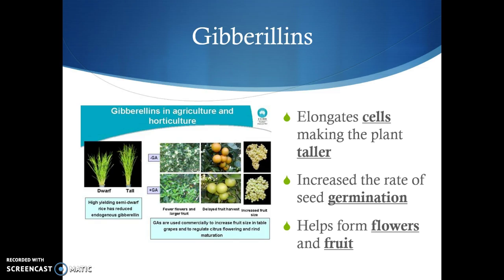The gibberellin hormone is also used to help a seed germinate. And to germinate is when a seed is first activated and it's turning from a seed into a plant. So it's going to speed up the rate of germination when gibberellin is present. It's also going to help flowers and fruit form. So when a plant is getting ready to reproduce, gibberellins are going to help with the formation of the flower, and after the flowers have been pollinated, gibberellins are going to help with the development of the fruit.